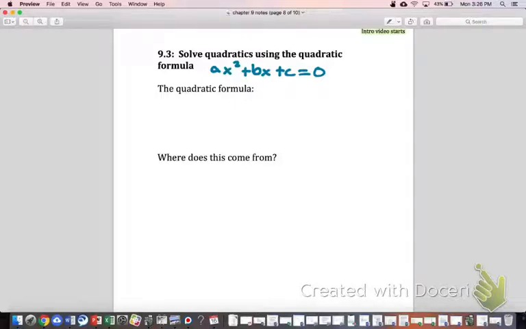So let me show you the formula. If you've had an algebra class before, you've probably seen this. The formula is x equals the opposite of b plus or minus the square root of b squared minus 4ac, all divided by 2a. And if you've seen this before, you've probably heard a bunch of different songs that will help you hopefully remember this. One of them is Pop Goes the Weasel.